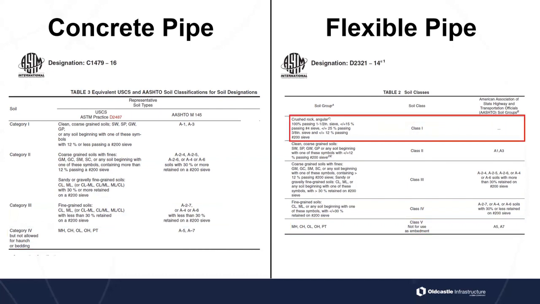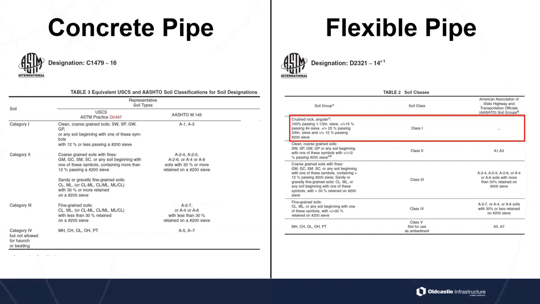Now, you may be asking yourself, well, what about the class 1 on the flexible pipe, on that plastic spec? We're calling out a class 1 soil. What the heck is that? If a category 1 corresponds and relates to a class 2, what is this class 1 soil? Now, notice that in this table, there isn't even an AASHTO classification for this. There's not even a soil group for this.